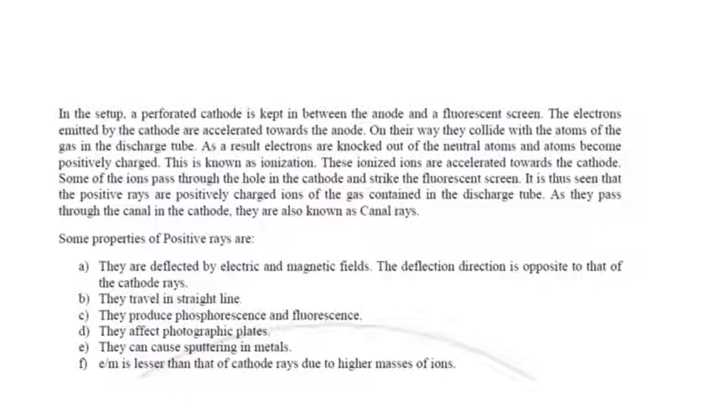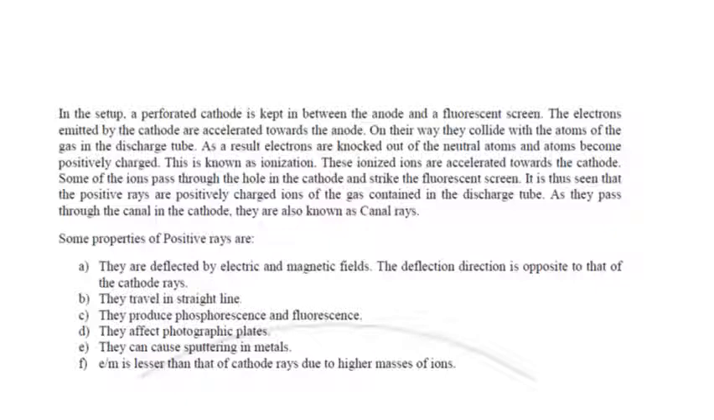These ionized ions are accelerated towards the cathode, and some of the ions pass through the hole in the cathode and strike the fluorescent screen. It is thus seen that the positive rays are positively charged ions of the gas contained in the discharge tube. As they pass through the canal of the perforated cathode, as we have shown in the middle, they are also known as canal rays.